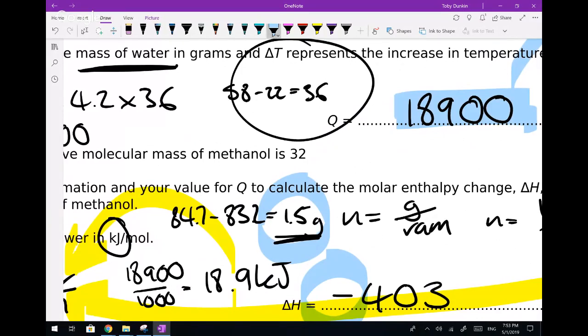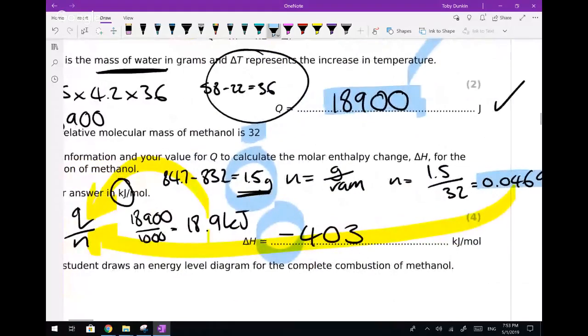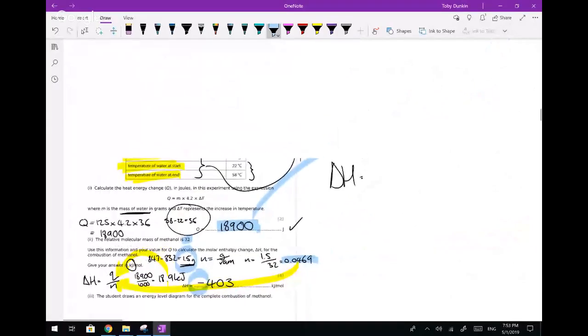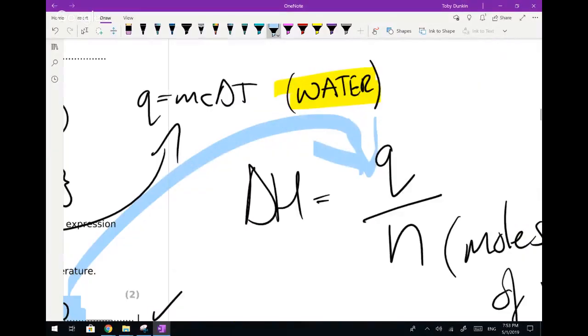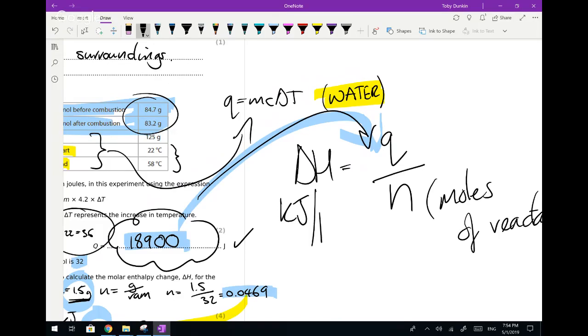Right. It gave me the Mr of methanol. Oh, that was nice of them. I can run this through grams over Mr to give me moles. And then run it through delta H equals Q over n. But don't forget there's a trap. Because Q, I'm going to put Q from here straight in up here. I can't do that. Because the units of enthalpy is kilojoules per mole. And I'm about to put in joules. So I need to divide by 1,000 first.